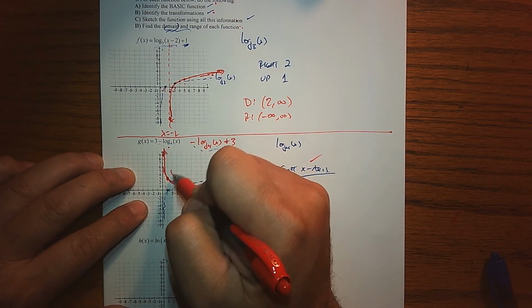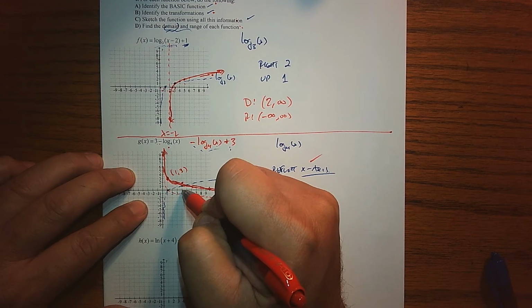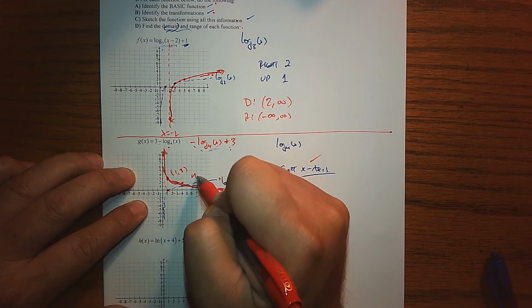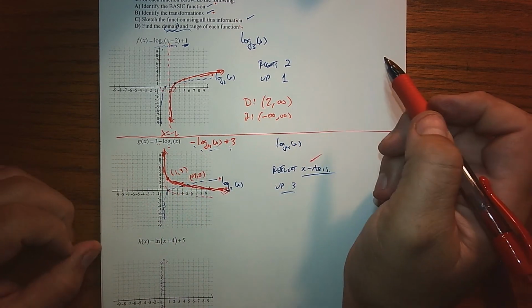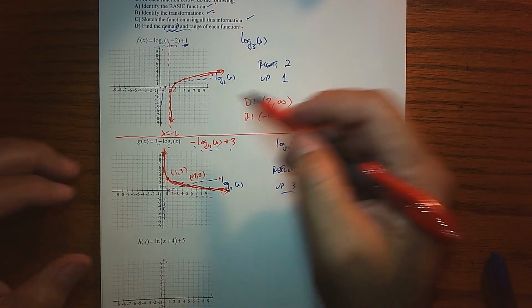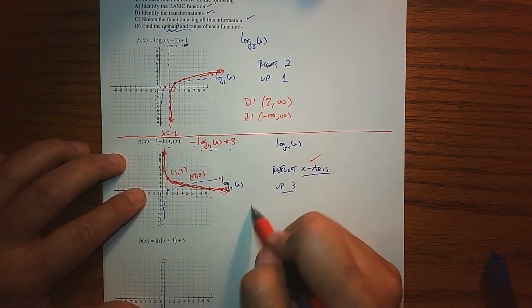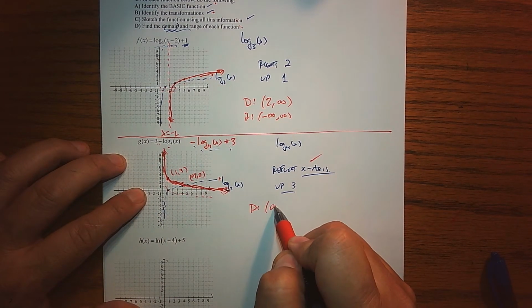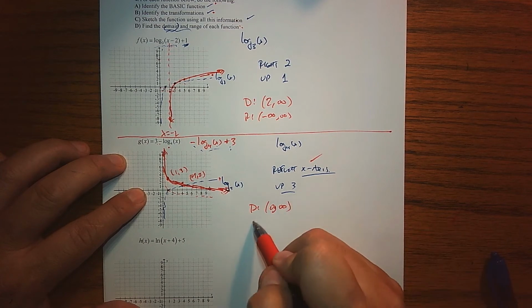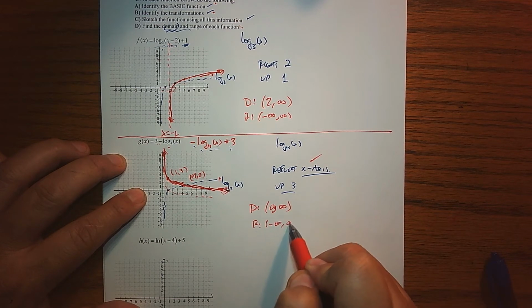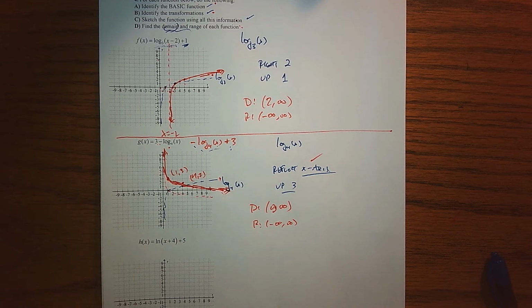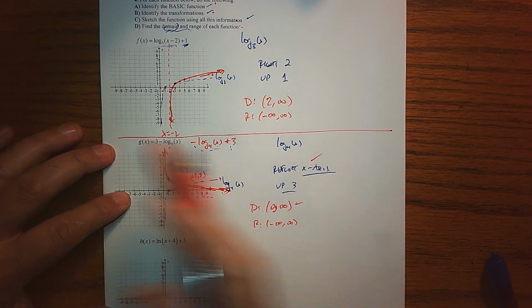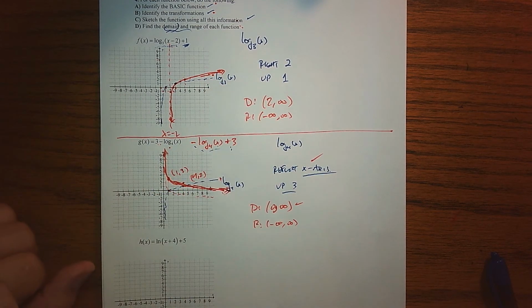So the point (1,3) is on it, and it looks like the point (4,2) is on it. Okay, so we've got those 2 points. The asymptote hasn't changed, so that means the domain is still from 0 to infinity, and the range is still negative infinity to infinity, because that's what it was to begin with. Since I didn't move the vertical asymptote around, the domain didn't change either.